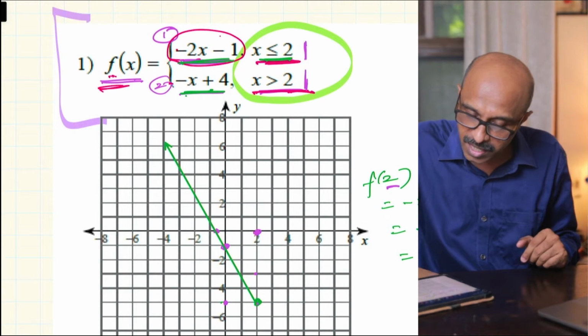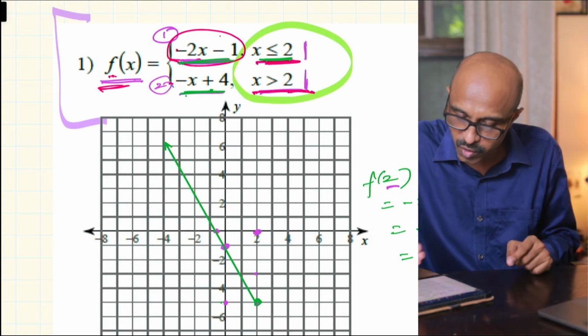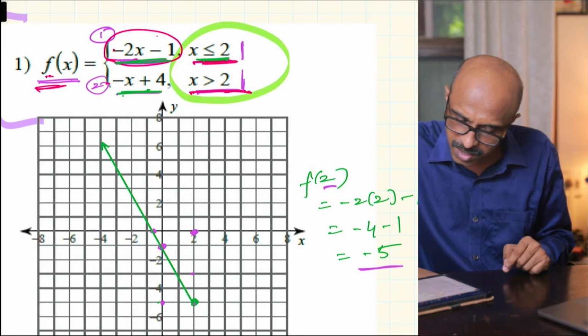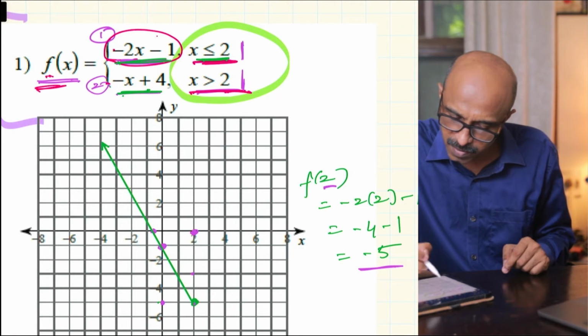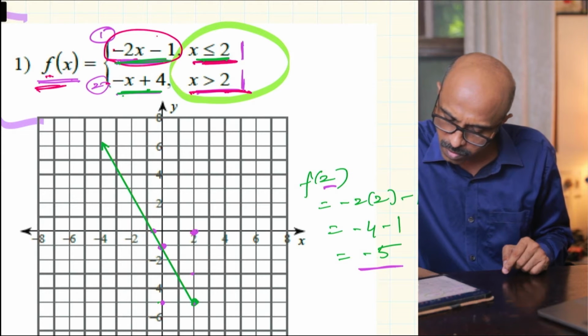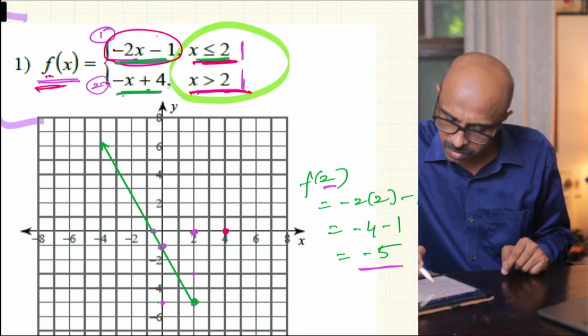The second piece is negative x plus 4. And remember, that's x greater than 2. So on the right-hand side of 2, negative x plus 4. So what is the x-intercept of this line? X-intercept means y is equal to 0. So that should be 4. Here we go. The x-intercept is 4. And the y-intercept is going to be 4 also.